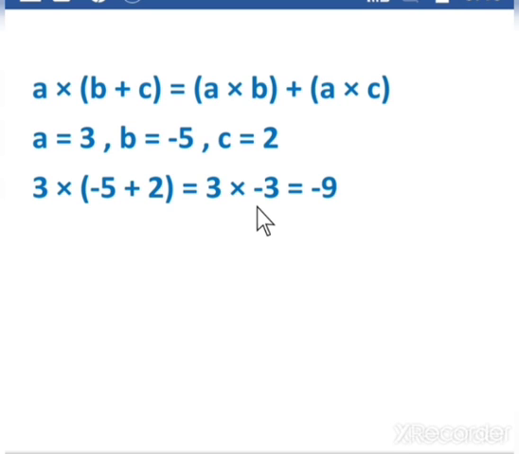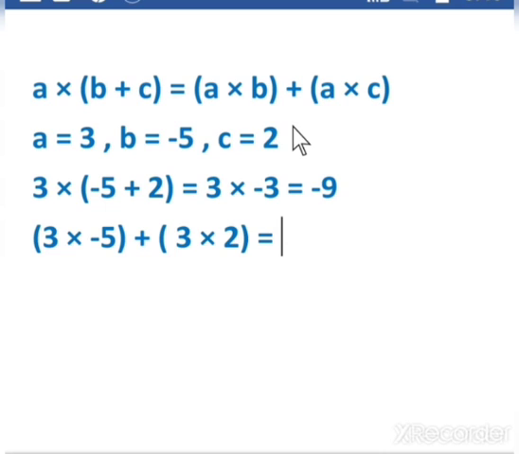Now we are going to solve the right hand side. First we are going to solve the first bracket. If we multiply these numbers, the answer will be minus 15, isn't it? 3 5s are 15, and plus into minus is minus, so minus 15. Next we have plus sign, and next we are going to multiply this bracket. If we multiply, the answer will be 6, because 3 into 2 is 6.